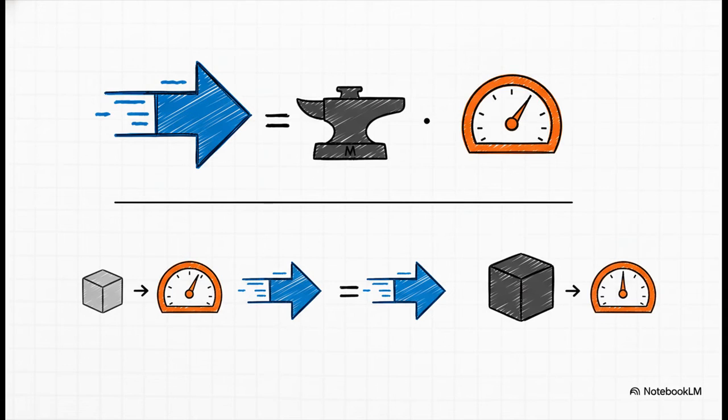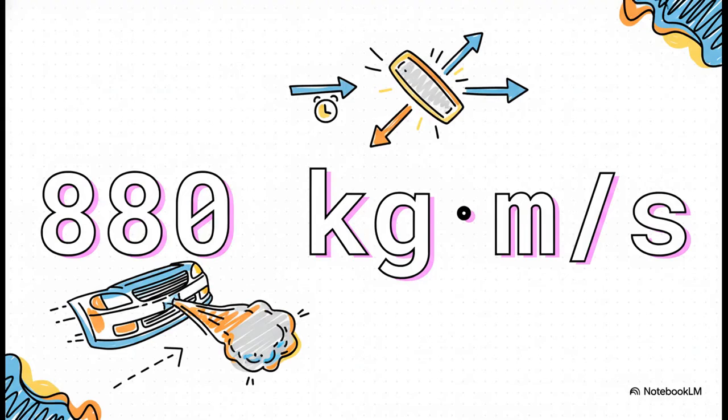So an object's unstoppability comes down to just 2 things: how much stuff it's made of, that's its mass, and how fast that stuff is moving, which is its velocity. And importantly, since velocity has a direction, momentum does too. It's what we call a vector. To really get a feel for this, let's look at an example.